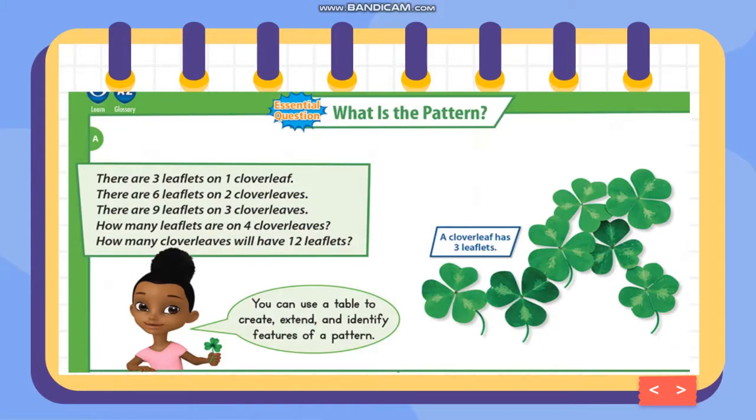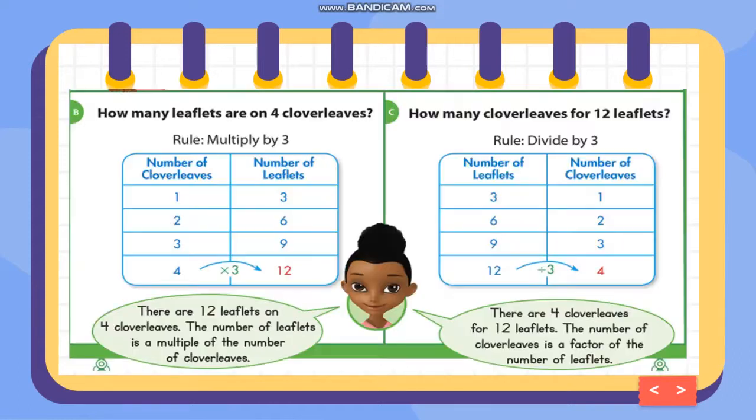Let's find out. There are 3 leaflets on 1 clover leaf. There are 6 leaflets on 2 clover leaves. There are 9 leaflets on 3 clover leaves. So how many leaflets are on 4 clover leaves? And how many clover leaves will have 12 leaflets? So vice versa. Take note that a clover leaf has 3 leaflets. So you can use the table to create, extend, and identify the features of the pattern.